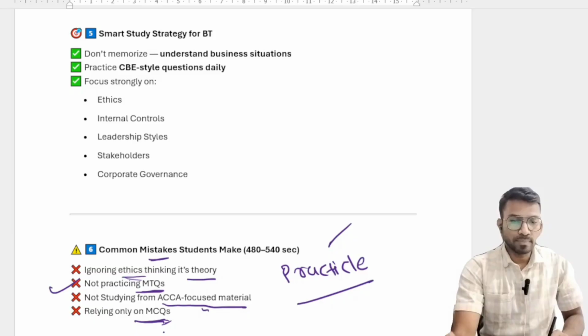So don't make these mistakes. I hope you enjoyed the session. If you are starting ACCA, then BT is your foundation paper. If your BT is strong, your entire ACCA journey becomes easier.